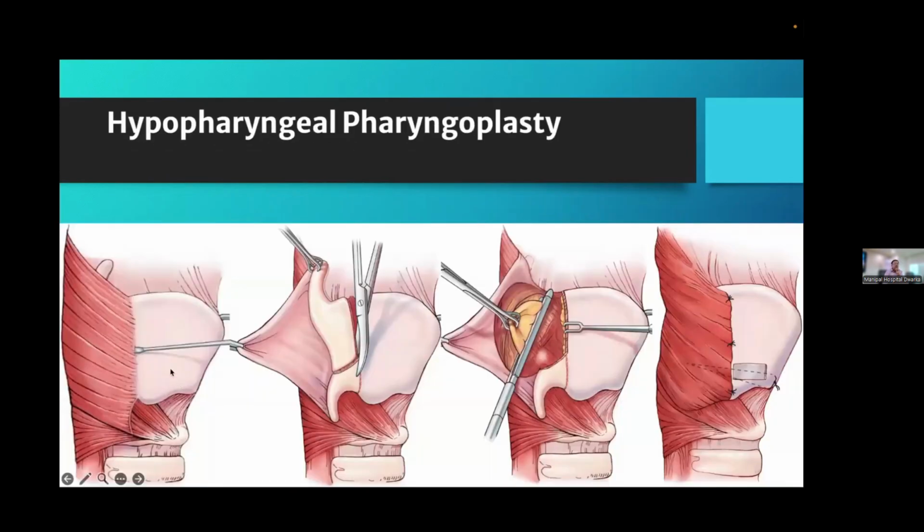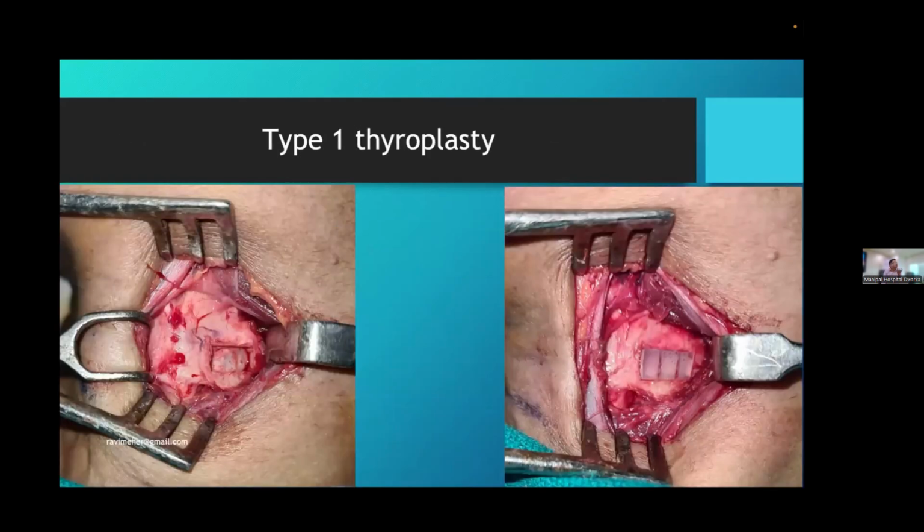So this is the schematic diagram which I found on the net, and basically you excise the constrictor muscles from the oblique line of thyroid cartilage, and then you remove the posterior part of the thyroid cartilage and remove the excess of the piriform fossa mucosa, right? So this is removed and you suture it, and then this cricopharyngeal muscle is deposited back, giving more augmentation to this part of the pharynx, right? So that is hypopharyngeal pharyngoplasty, and it will improve the passage of bolus from the hypopharynx into the cricopharynx, right?